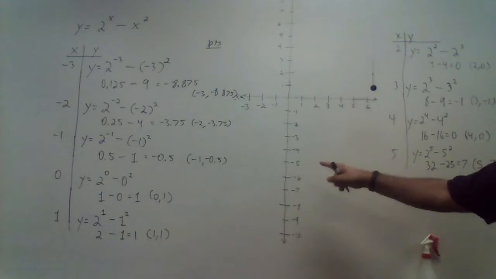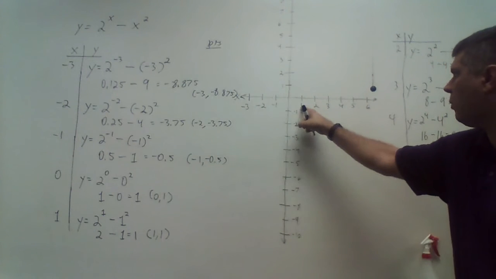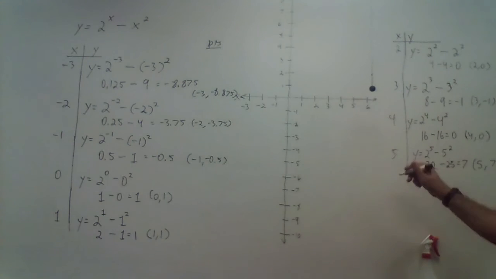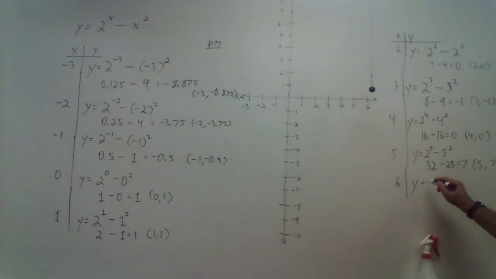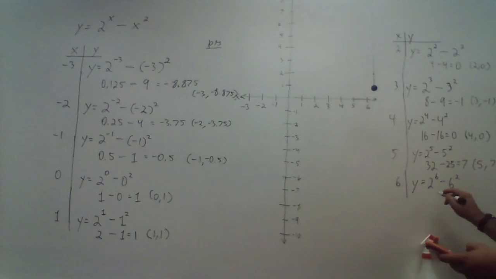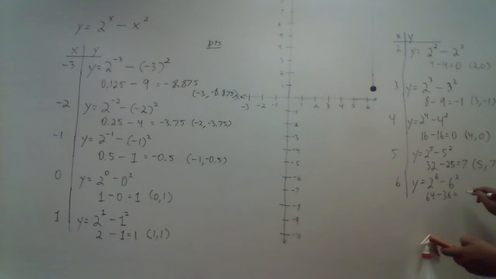Okay, and so now I've done negative 3, negative 2, negative 1, 0, 1, 2, 3, 4, 5, and 6. So 6 is the last one. Y equals 2. I'll replace x with 6, minus 6 squared. Okay, to the 6th. 2 x generic exponent power 6 gives me 64, and 6 squared is 36. That's going to be 28. So 6, 28.